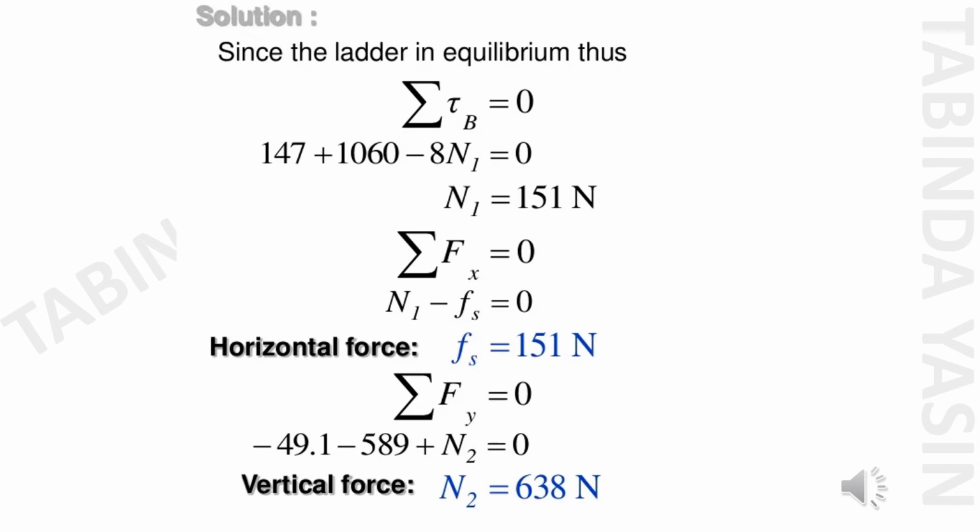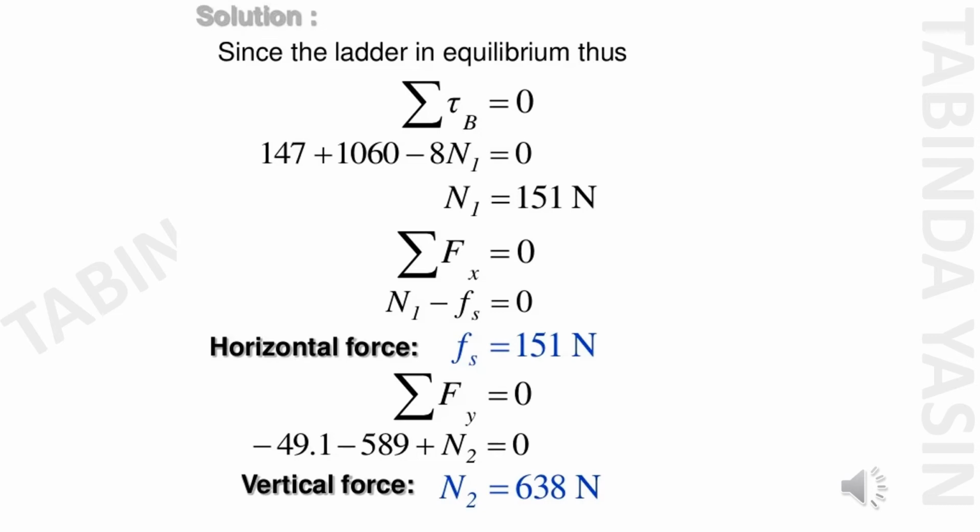Since the ladder is in equilibrium, the summation of torques about b is equal to 0. 147 plus 1, all the torques are added, so that is equal to 0. So from here n1 is equal to 151 Newton, and for summation Fx equal to 0, we have two values n1 and force of friction fs, so we write n1 minus fs is equal to 0. The horizontal force fs will be equal to 151 Newton, and that is equal to the normal force value.